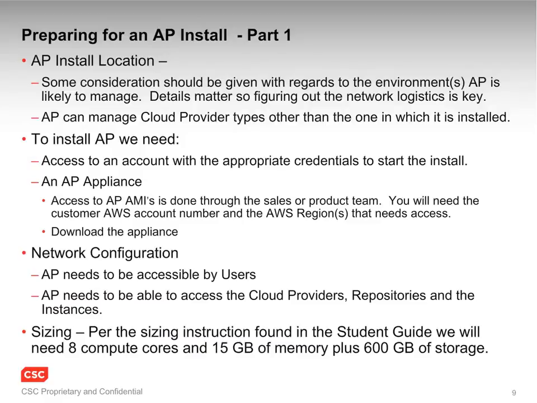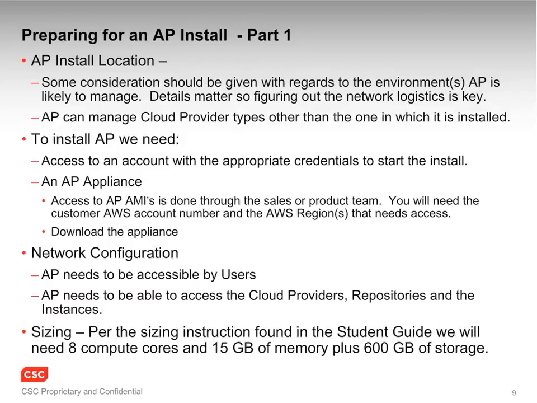To install Agility platform, you need to have an account with the appropriate permissions in the environment that you're doing the install. Pretty straightforward there. An Agility platform appliance for that environment. So you would either have downloaded it or you would have gotten access to it. For instance, in the example of an Amazon account, you would have had to get access to an Amazon AMI to do your appliances.